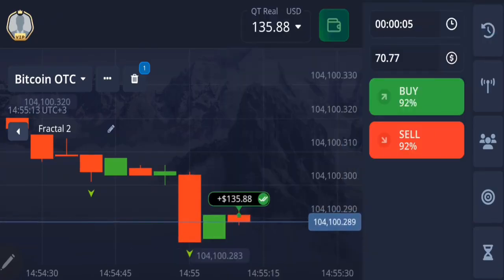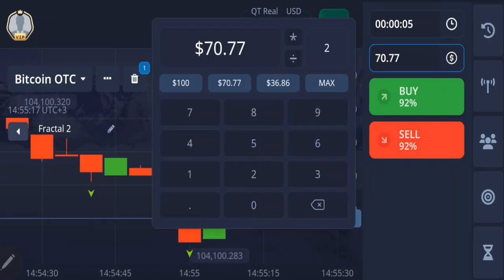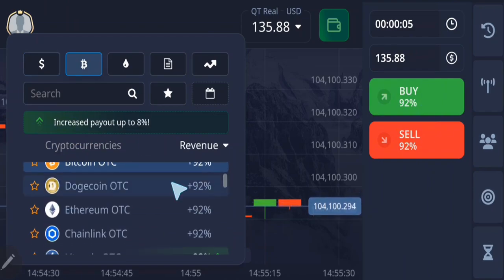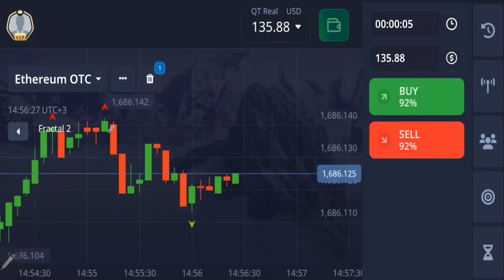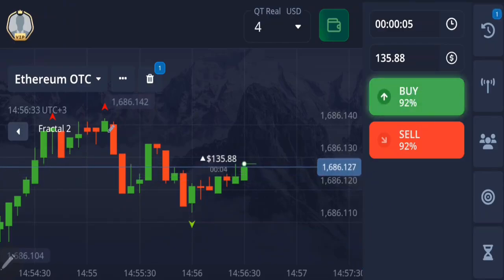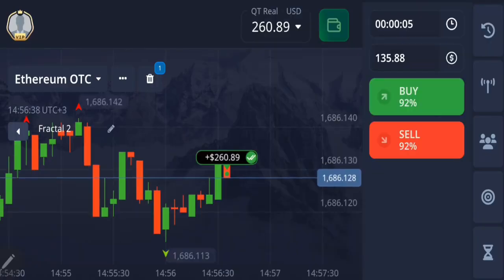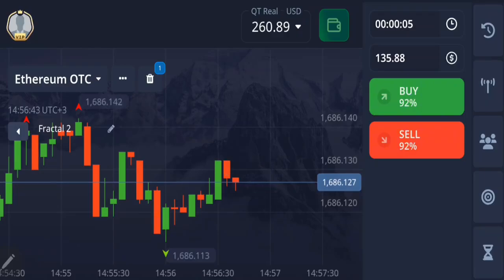Next, it's gonna be a $135.88 trade, but I'll try another cryptocurrency. Okay, so Ethereum OTC. Let's go with this one. Basically, this is the second most popular crypto. I think you definitely heard of that. And yeah, speaking of fractal, the green arrow just emerged, so I'm buying a $135 call option. The profit is gonna be $125. The trade ends up with a profit. That's another big success, so I hope you understand how the strategy works.